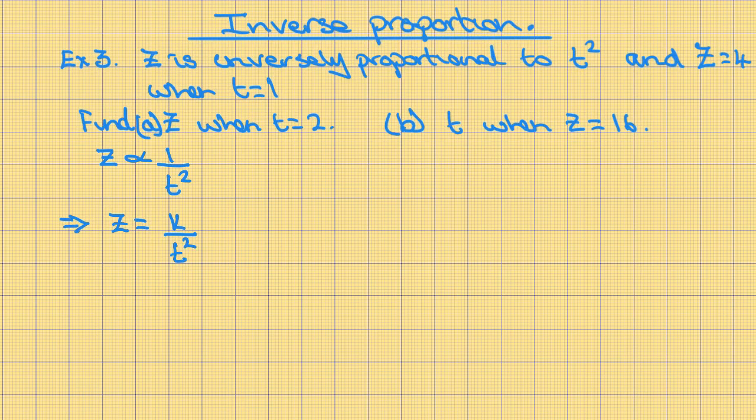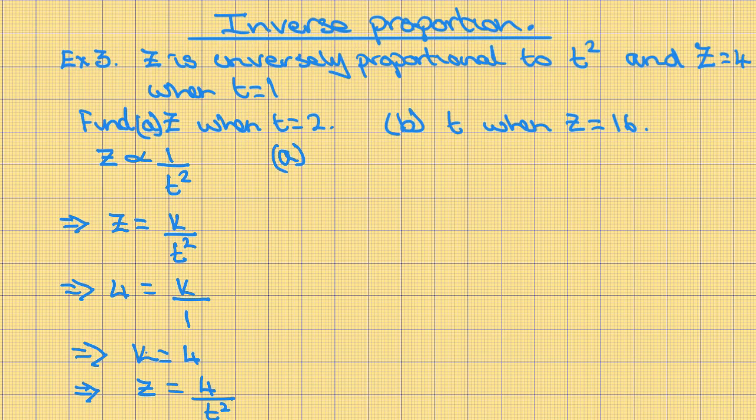Substitute in the values, z equals 4 when t equals 1. Therefore, 4 equals k over 1 squared, which is 1. Therefore k equals 4, therefore z equals 4 over t squared. A, find z when t equals 2. Therefore z equals 4 over 2 squared, which is 4. Therefore z equals 1.